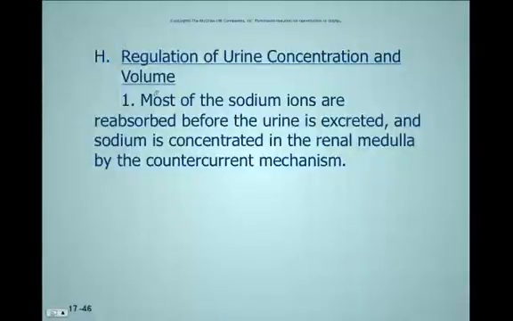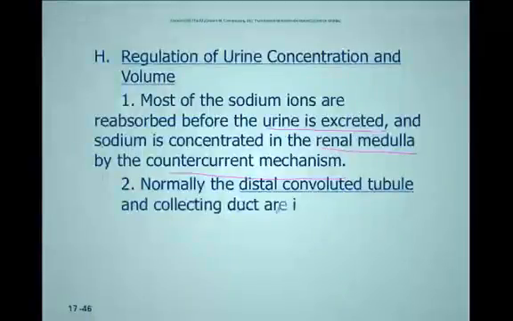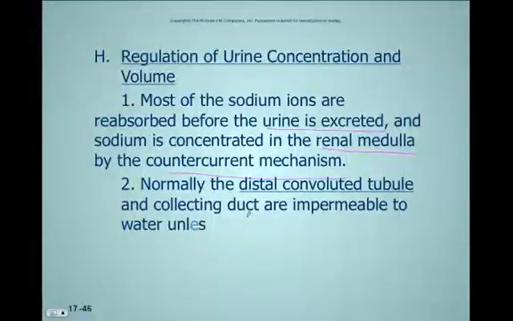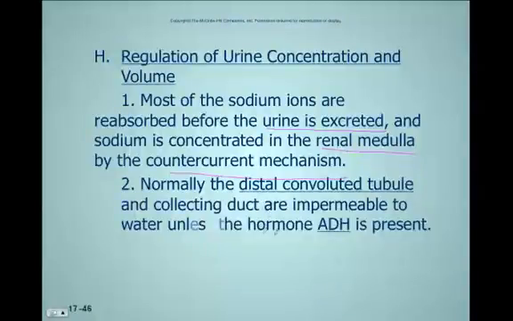Okay, so regulation of urine concentration and volume. We're going to talk about some of the things that regulate the urine concentration and volume. Most of the sodium ions are reabsorbed before the urine is excreted. So we're not excreting that much sodium; we're reabsorbing most of it. And the sodium is concentrated in the renal medulla, just like you saw, by the countercurrent mechanism. Now, normally, the distal convoluted tubule and collecting ducts are impermeable to water unless the hormone ADH is present. And so this is where we're going to get into some of the facultative absorption.